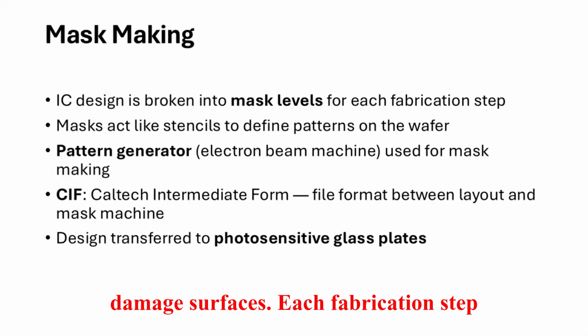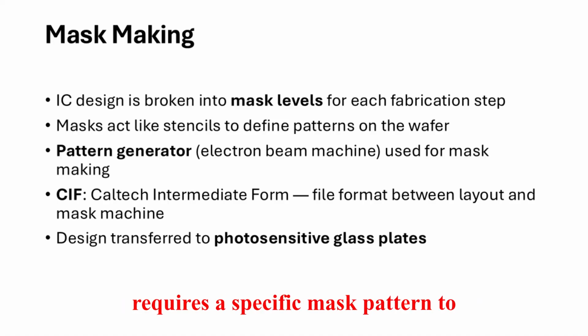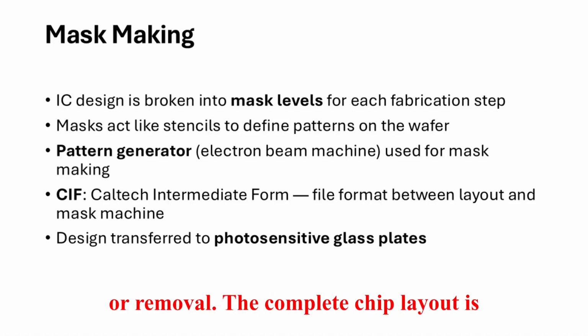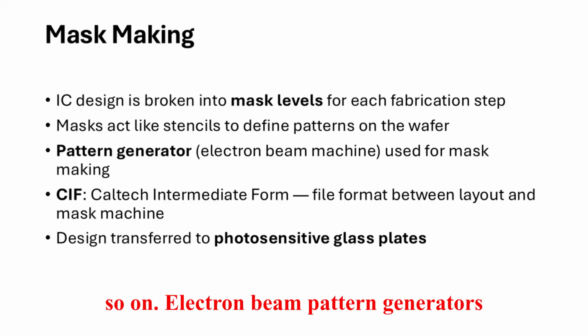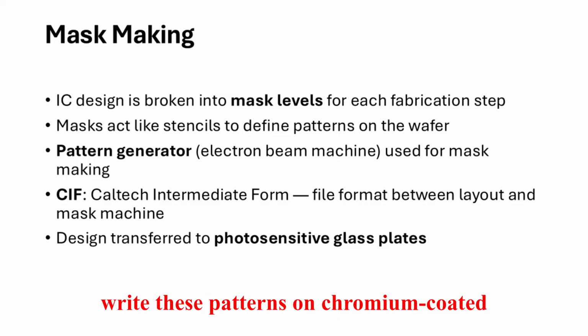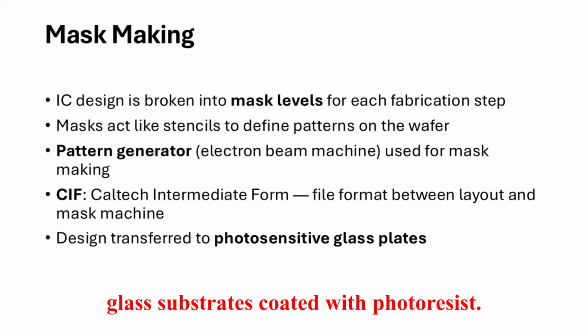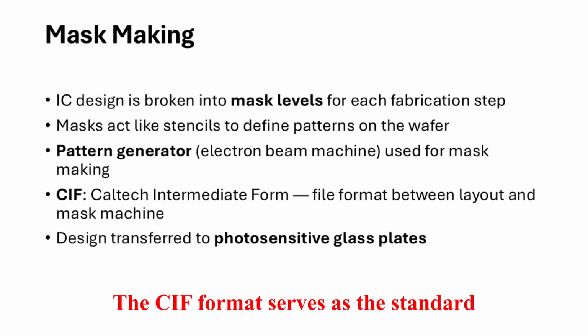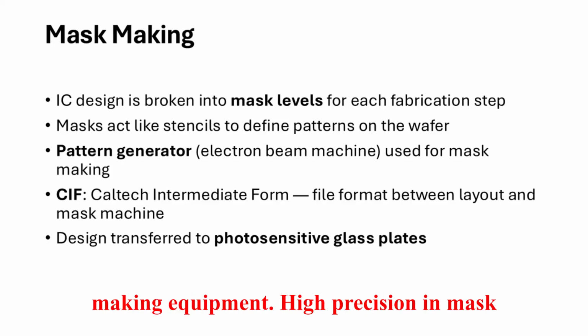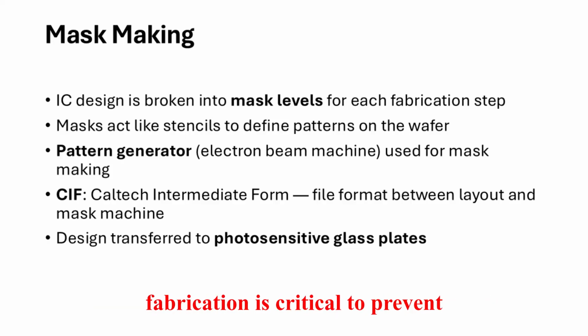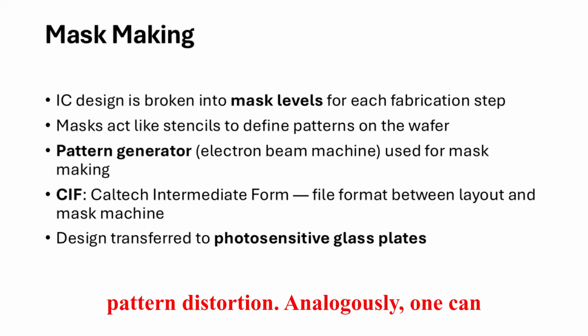Each fabrication step requires a specific mask pattern to define the regions for material addition or removal. The complete chip layout is decomposed into several mask layers corresponding to diffusion areas, polysilicon, metal interconnects, and so on. Electron beam pattern generators write these patterns on chromium-coated glass substrates coated with photoresist. The CI format serves as the standard interface between CAD layout and mask-making equipment. High precision in mask fabrication is critical to prevent pattern distortion.